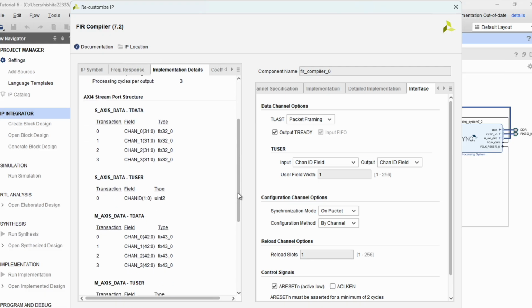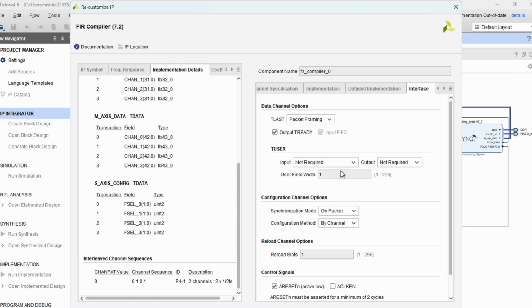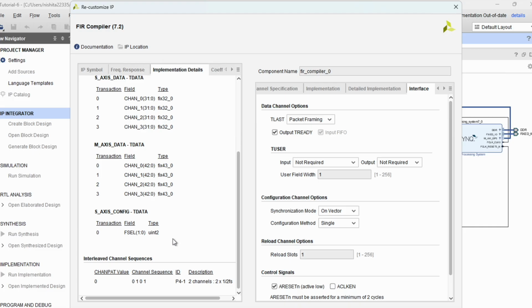What I mean is, by following these configuration channel options and T user, the range of my S-axis config T data goes from just 0 over here. Let me show you. If I put them on not required, and this on vector and by single, then the range of my S-axis config T data is only till 0.